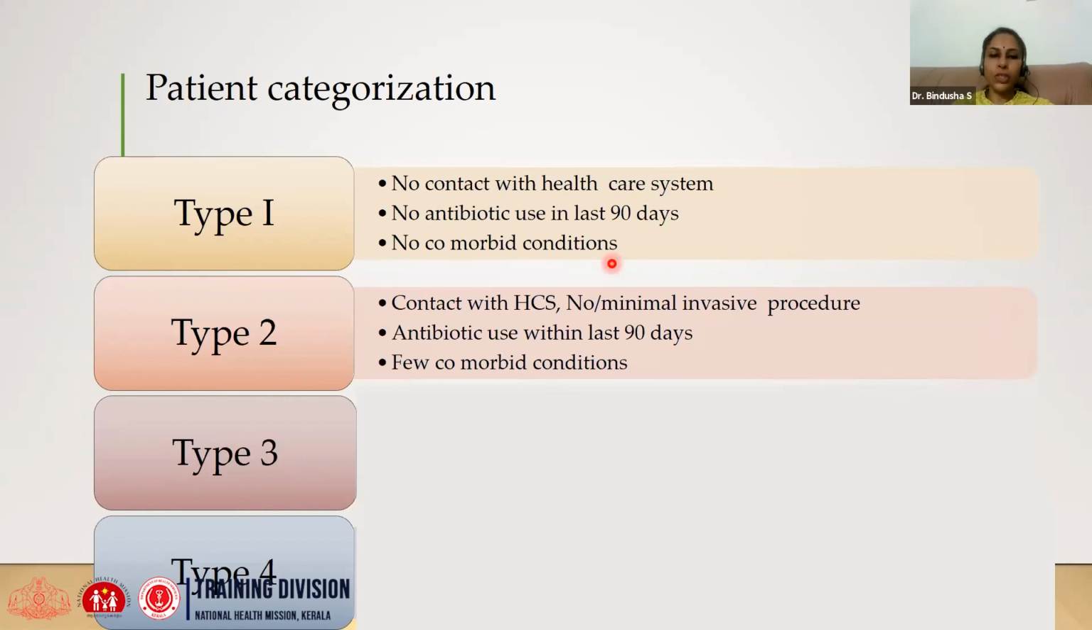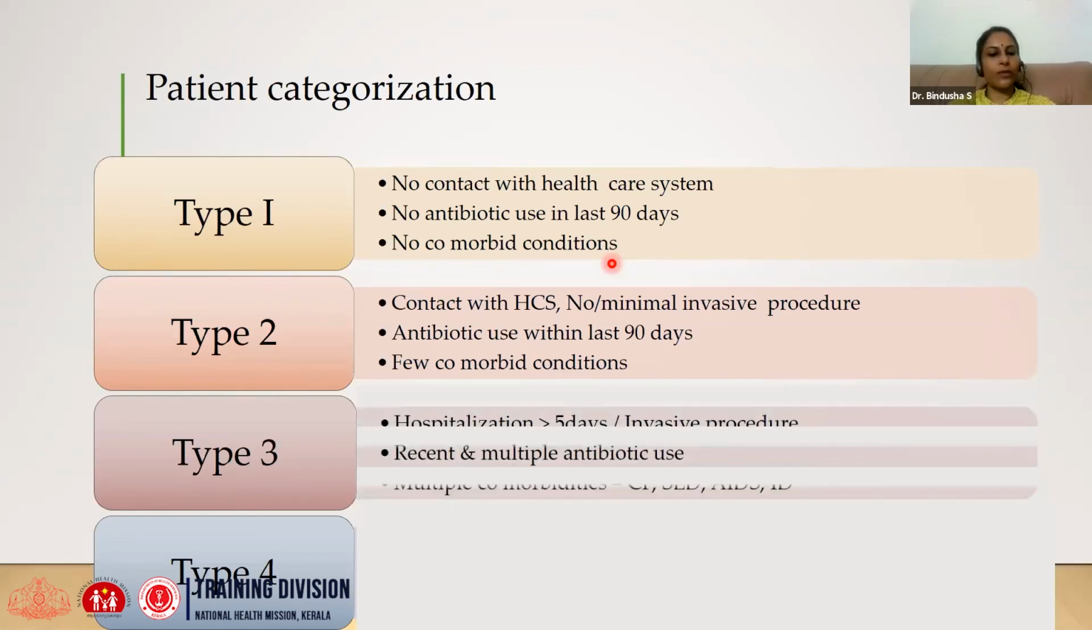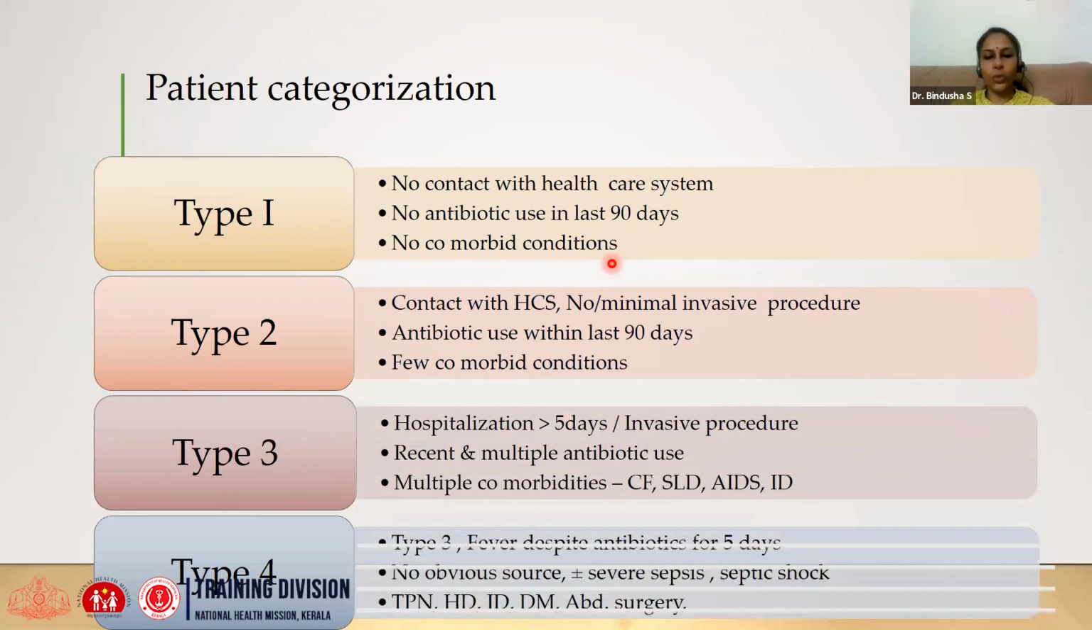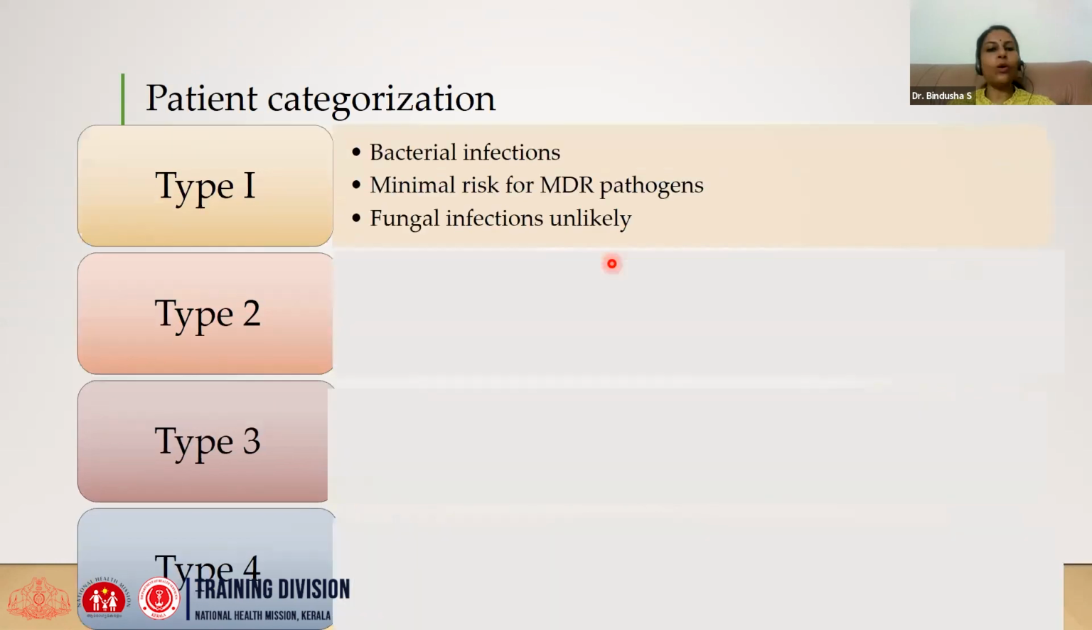These are the two types of patients that we usually see in the outpatients from the community. The other types, type 3 is a hospital acquired infection, and type 4 is a hospital acquired infection which is not responding to the antibiotic. These two types of infection we don't see in outpatient practice, so we are not going into type 3 and type 4.